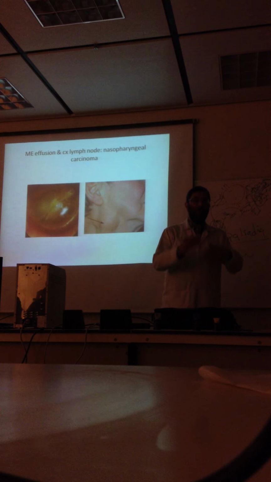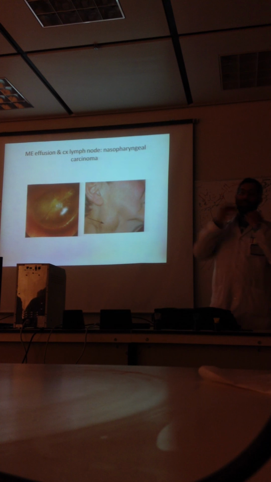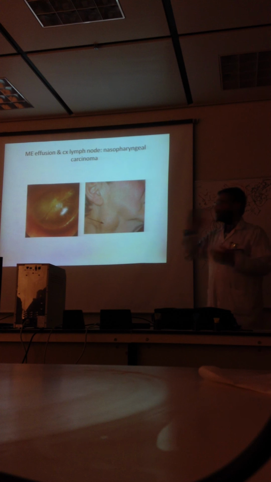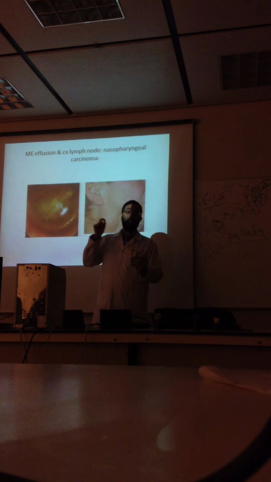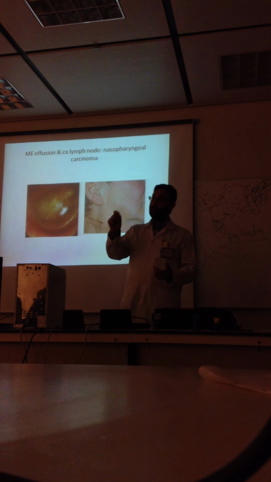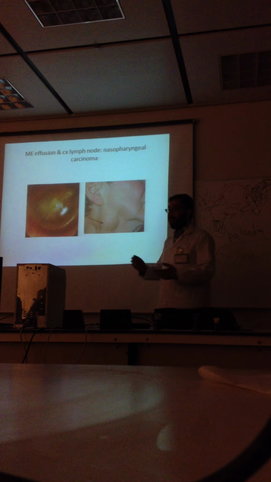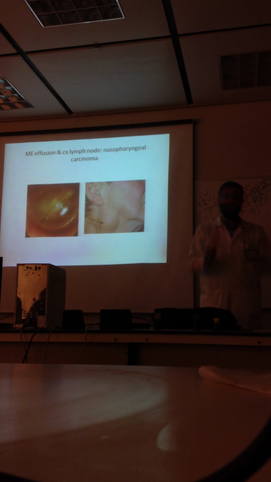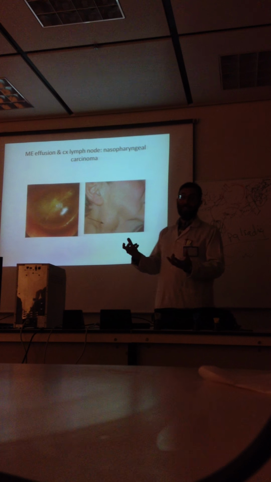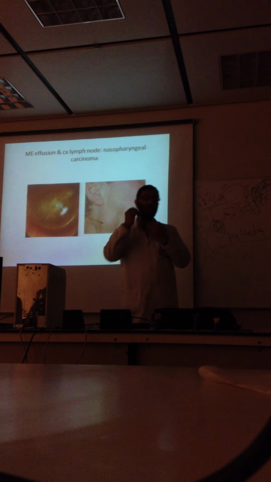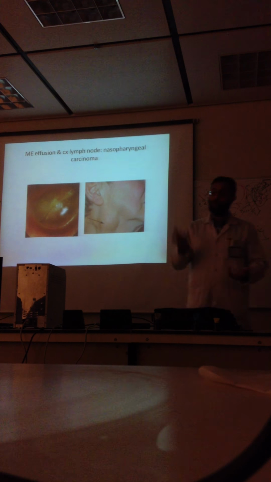So take the history about any problem in the nose, throat, ear. If there is effusion, conductive hearing loss, or fullness in the ear, this indicates that the eustachian tube is blocked. You have to look in the fossa of Rosenmuller. Otherwise, you will look at other places: the tonsillar fossa, the posterior third of the tongue, the piriform sinus, the thyroid, to detect the primary of this lymph node.